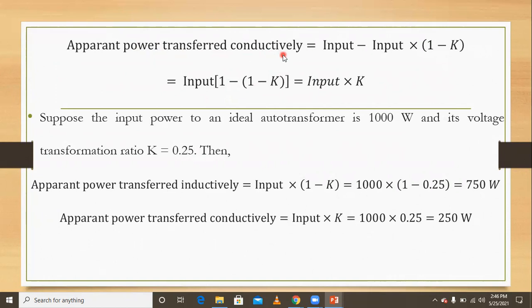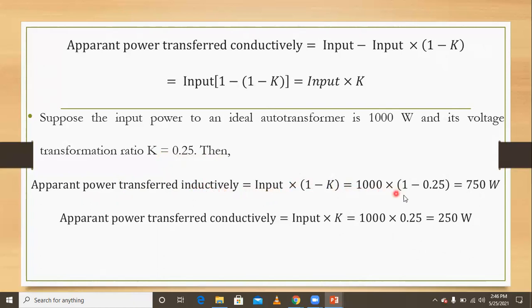So apparent power is transferred conductively, equal to input into k. Suppose the input power to an ideal transformer is 1000 watts, and its voltage transformation ratio k is equal to 0.25. Then apparent power transferred inductively is nothing but input into 1 minus k.